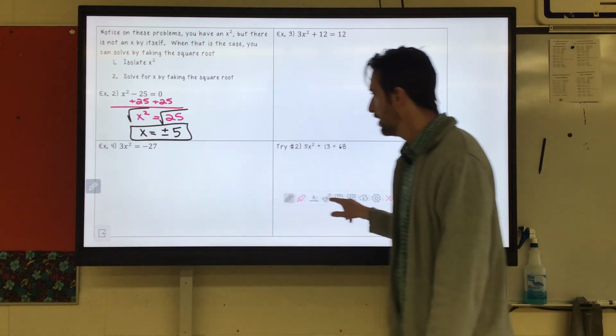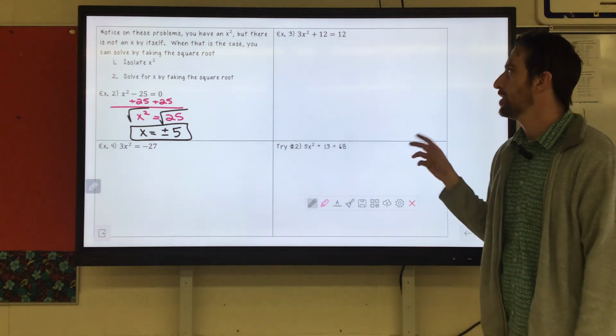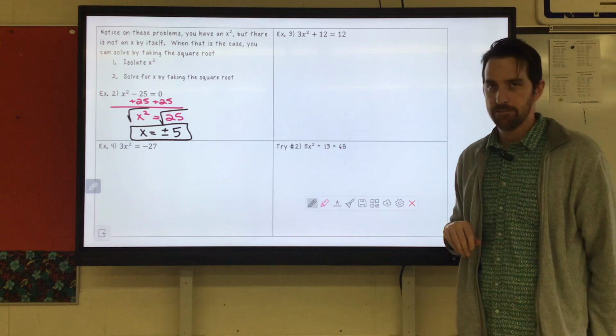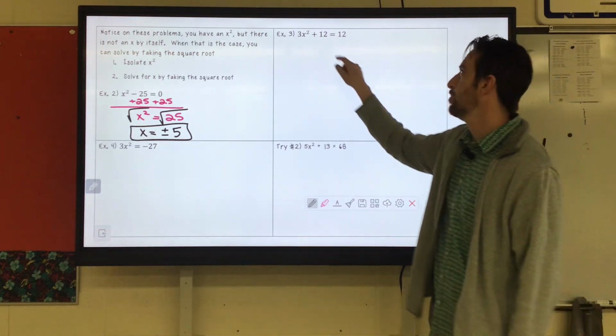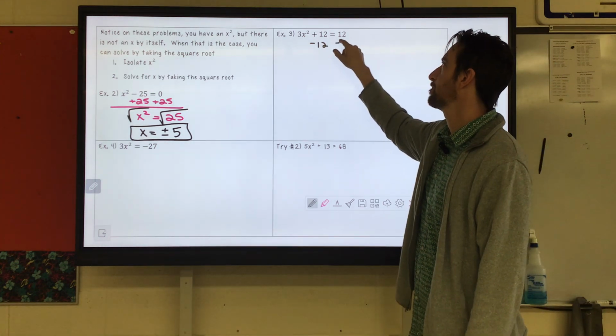Isolate down to whatever's being squared. So on example 3, first, we would get rid of the plus 12 by subtracting 12.